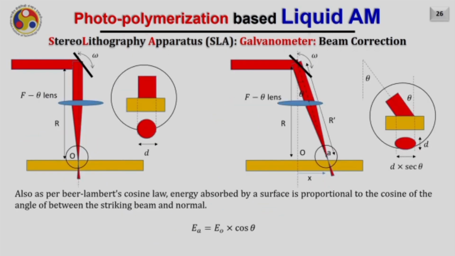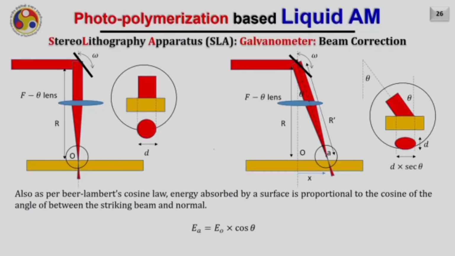So the change in intensity is one issue. Another is the change in the energy absorption also, because we know that as per the Beer-Lambert's cosine law, the energy absorbed by a surface is directly proportional to the cosine of the angle between the striking beam and the normal of the surface. So if the laser beam is striking vertically, then the absorption will be maximum, and if it is striking at an angle, the energy absorbed by the surface will reduce by the product of cos theta.